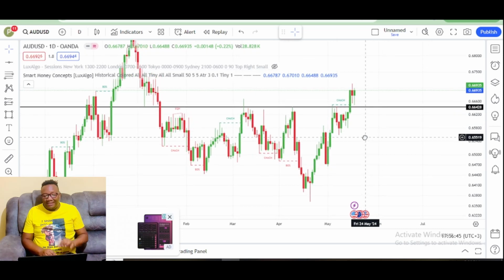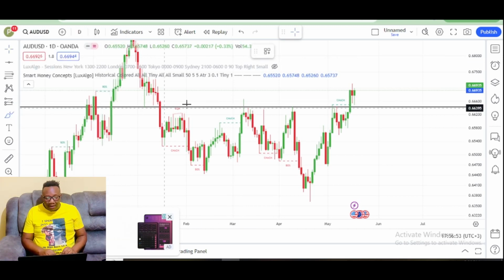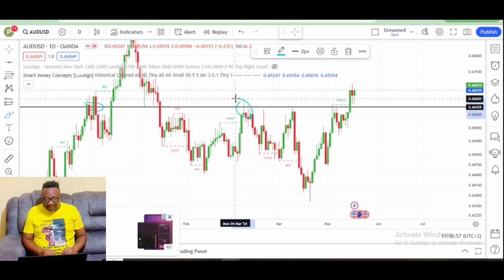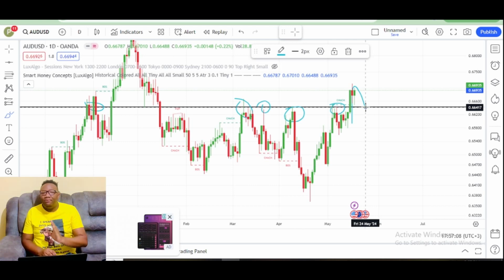So we understand how the market broke from this level here. Let me take this brush. The market was being rejected here one time, rejection again, and again, and again, and it broke out. Now it's retesting at this level right here. It's very simple as that.